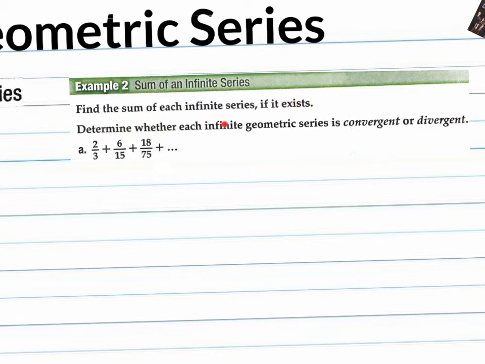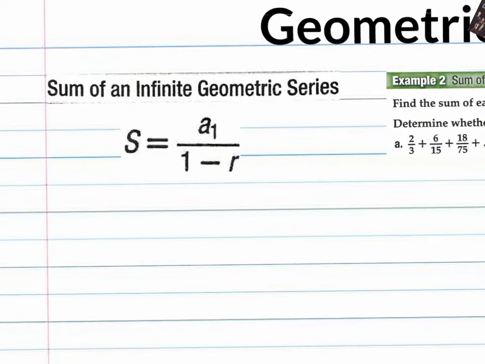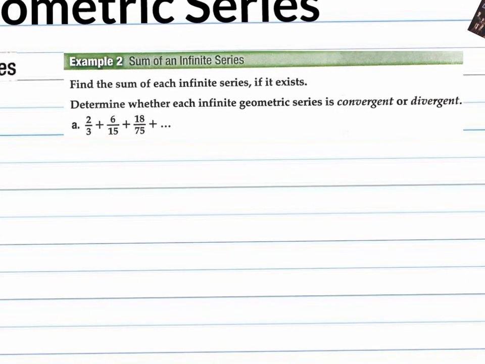It says determine whether each infinite geometric series is convergent or divergent. So we have this series, and they want us to first say if it's convergent or divergent, because that's how you'll know if your answer is infinity or if it's an actual answer where we could use this formula to find that answer. If it's convergent, then yes, we're going to use the formula to find the actual sum of the infinite geometric series. If it's divergent, we could just say that there is no sum because it's infinity. It continues on forever.